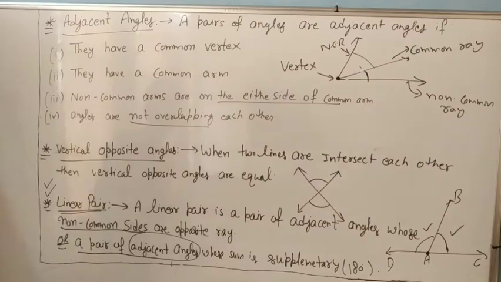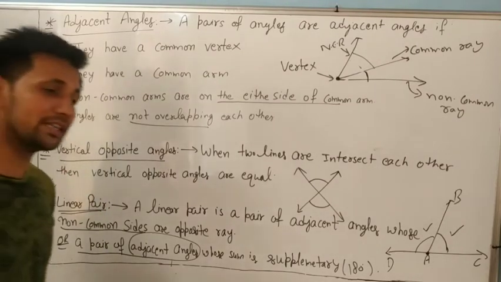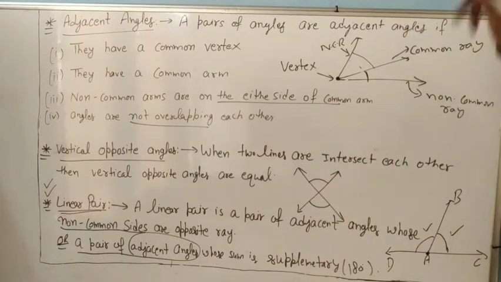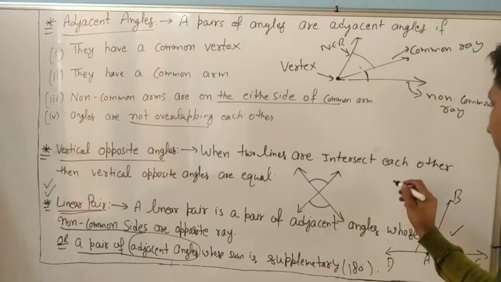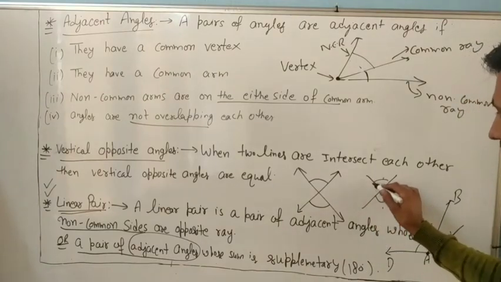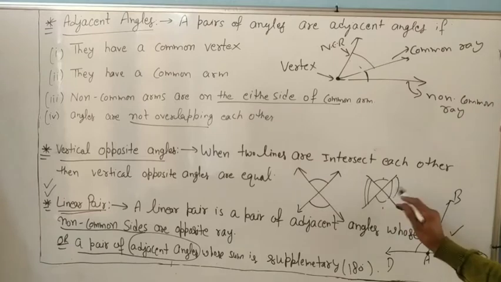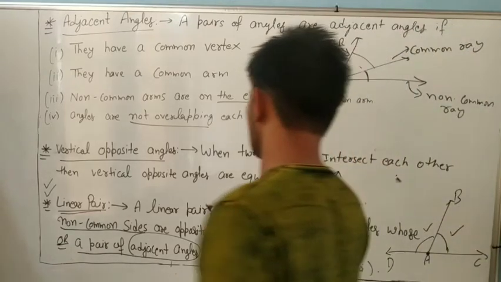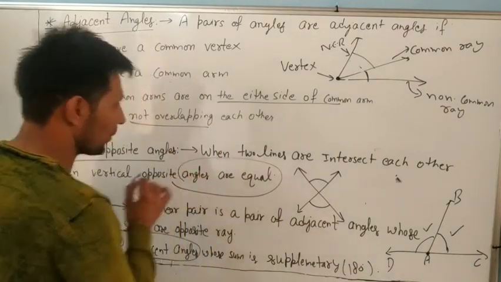Okay, dear. Next is vertical opposite angles. What are vertical opposite angles? Whenever two lines intersect each other, the angles opposite to each other are vertical. Okay, dear. These are vertical opposite angles: this one, and this one, and this one. And always remember, dear, vertical opposite angles are always equal.